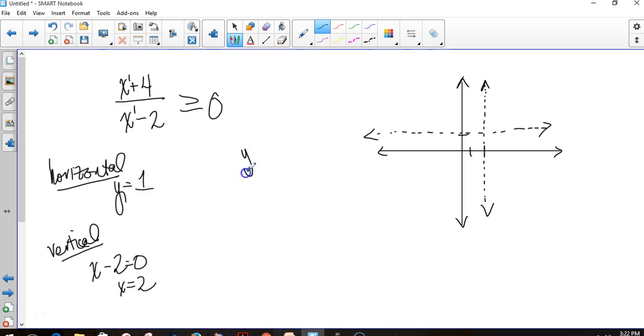Now I need to find some intercepts. So where's my y-intercept? That's going to be the easiest because that's when x is 0. That will be at a 4 over a negative 2, so negative 2. So I have 1, 2 down, and there's my y-intercept.